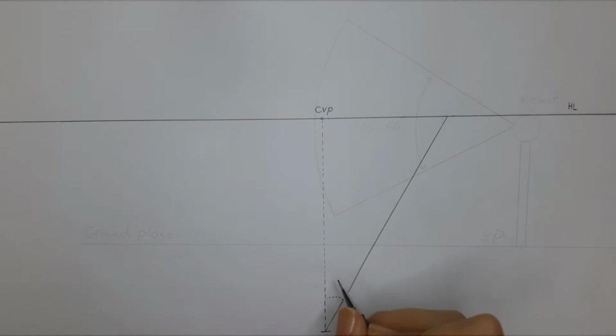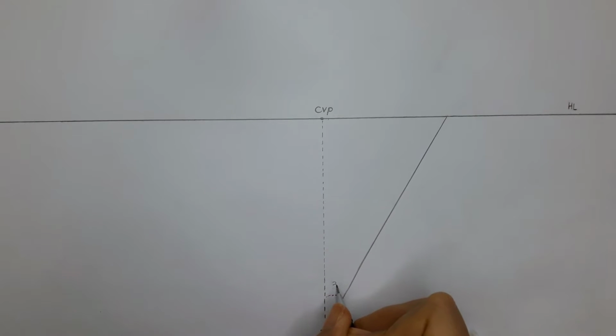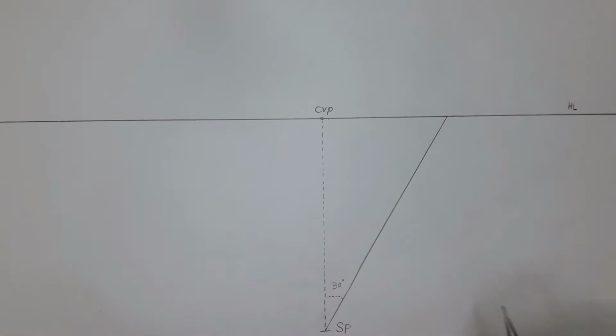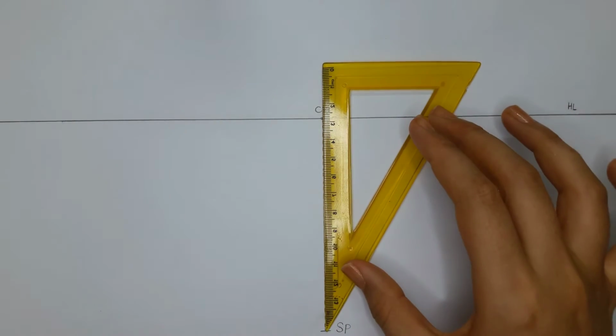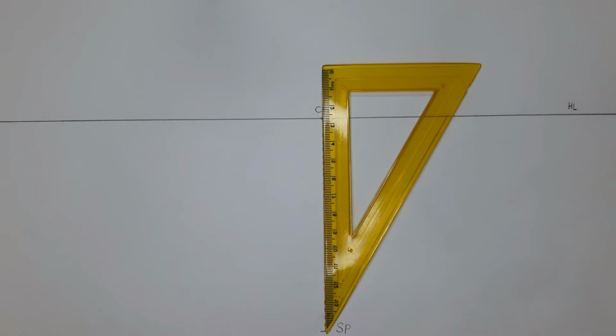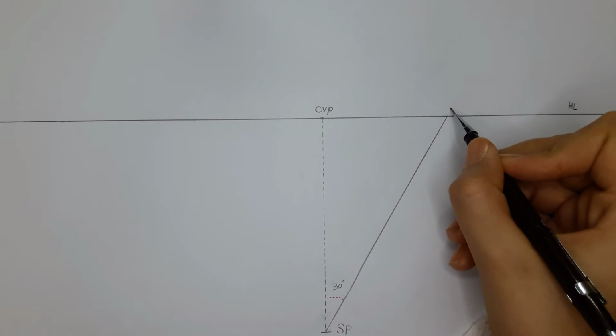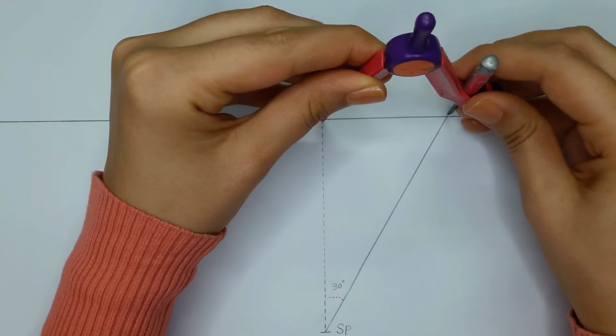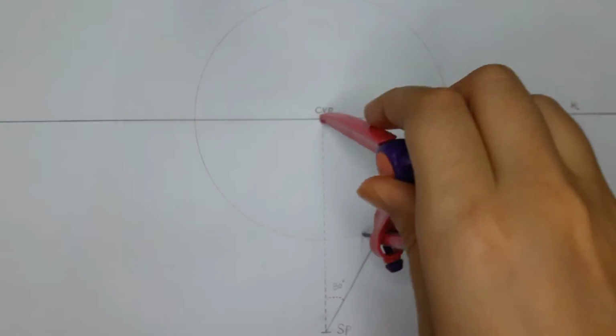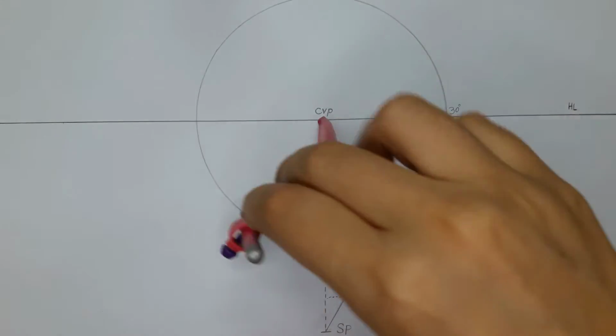To create the cone of vision in our perspective drawings, take a line from the station point up to the horizon line at a 30-degree angle. The easiest way to do this is to use a standard 30, 60, 90-degree triangle fixed at the station point. Next, we draw a circle around the 30-degree mark using the center vision point as the center of the circle. I'm using a compass here.